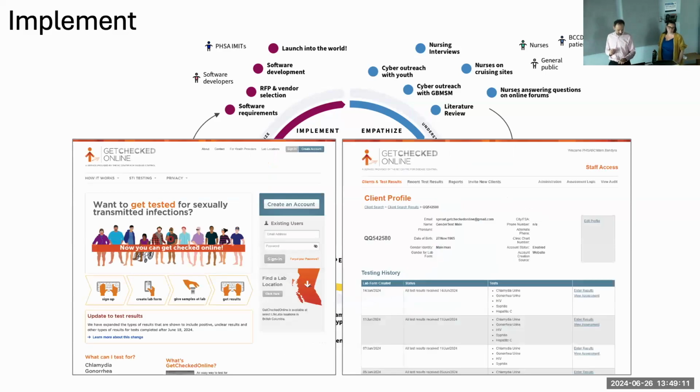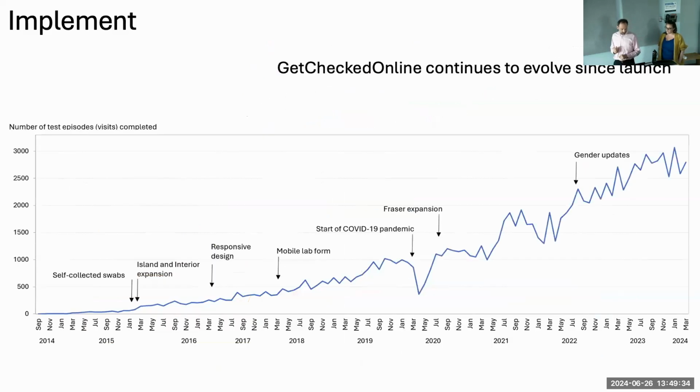And this is what Get Checked Online looks like today. The piece that I haven't shown you is on the right-hand side. That's the website that the staff use to look up clients and enter test results. We were also developing that and doing usability testing with clerks and clinicians to make sure that it was usable for them, because they're using this every day. And it's really continued to evolve since launch.